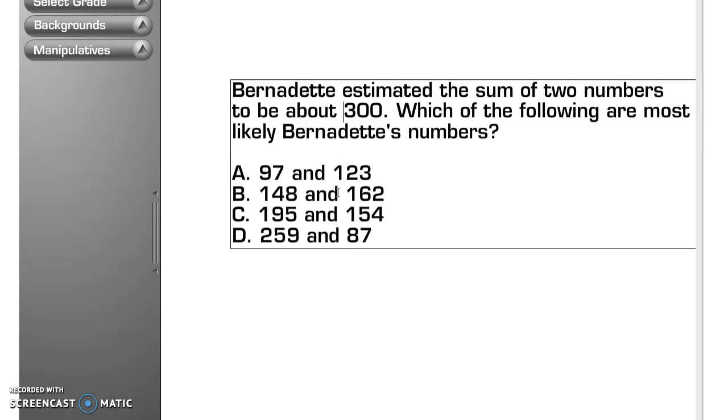But we know as good test takers, we look through every single answer. Next, I'm going to look at 195 and 154. I know 195 rounded to the closest compatible number would be 200, and 154 would be 150. So my total there would be 350. So that's not possible. And then I already know for D, that's unreasonable as well, because 259 rounded to the nearest compatible number is 250 plus another 100, because that would be the next compatible number for 87. That's just not possible. So my answer is letter B.